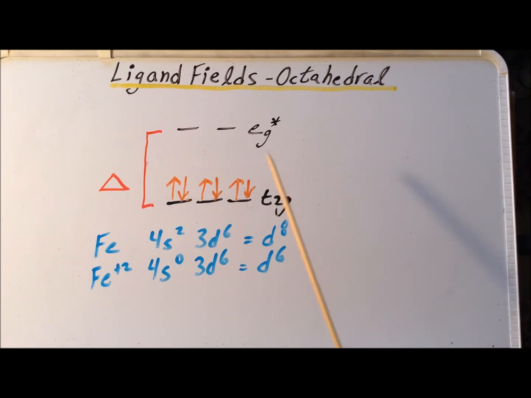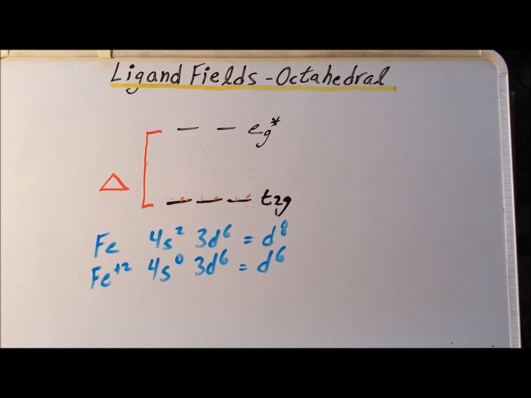So, the electron diagram for iron 2 plus in an octahedral complex situation would look exactly like this. And we would say this is low spin. If we figure out what the overall spin here is, each up arrow is a plus half, each one is a minus half, so the overall total spin here is going to be 0. We have a diamagnetic situation.